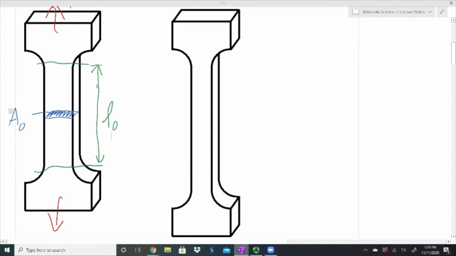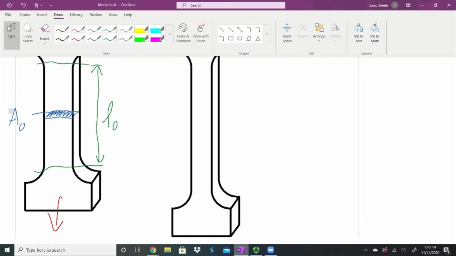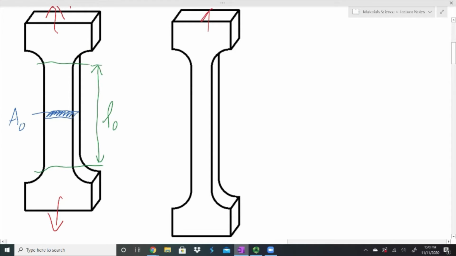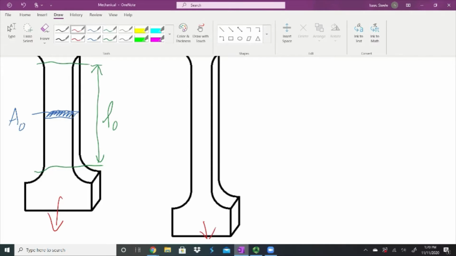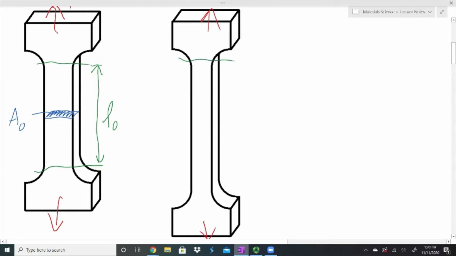And so what we see here is as I continue to pull on our specimen, we have a length that has changed. It's gotten larger.